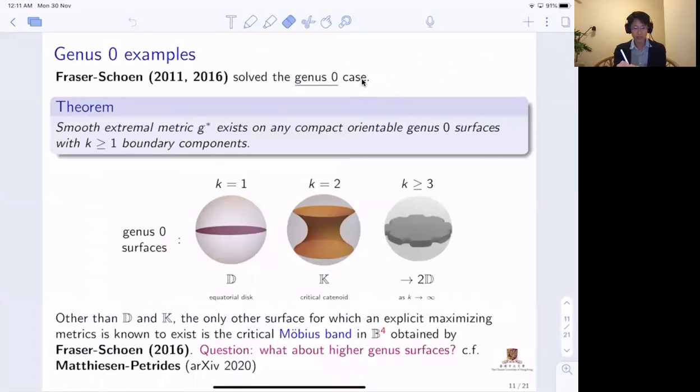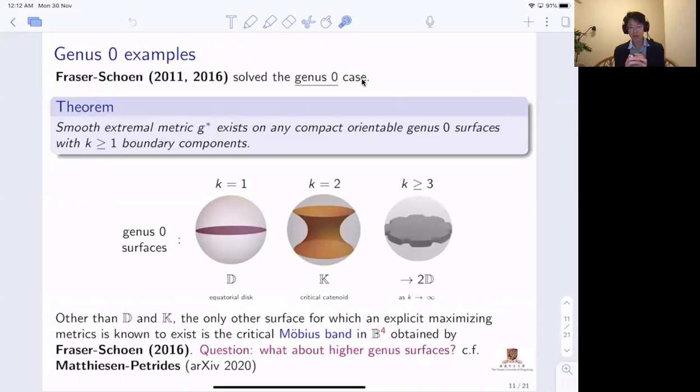The simplest one has one boundary component. It's just a disk, the equatorial disk. So this is the first example that we have seen. The second example has genus 0 and 2 boundary components, so topologically it is an annulus. This is actually given by the critical catenoid. This was actually done in their 2011 paper.